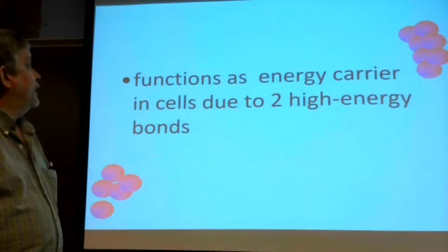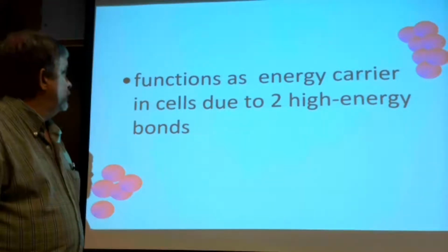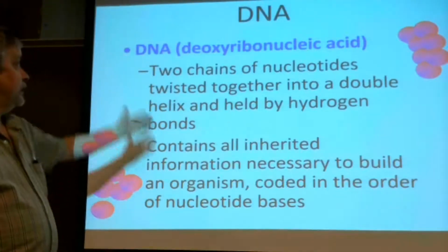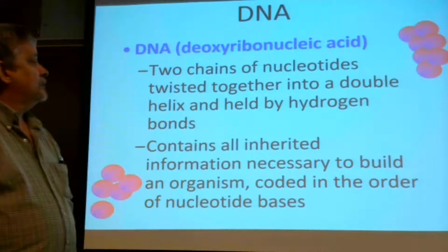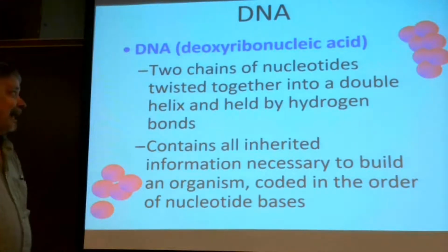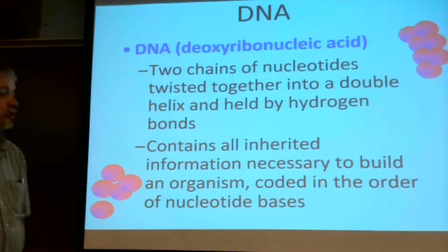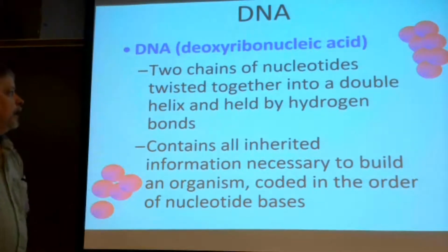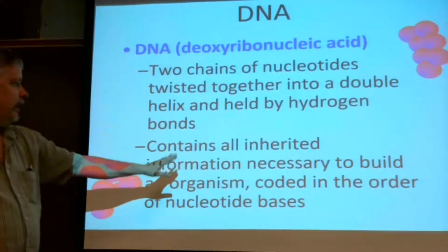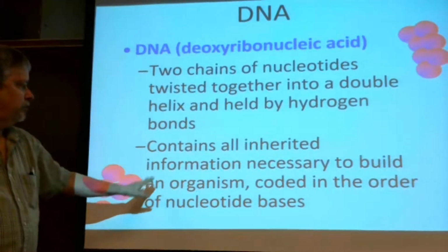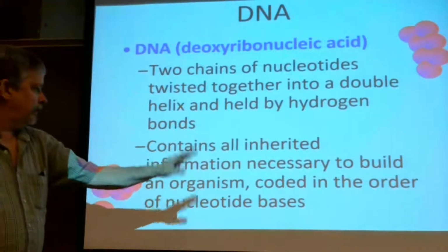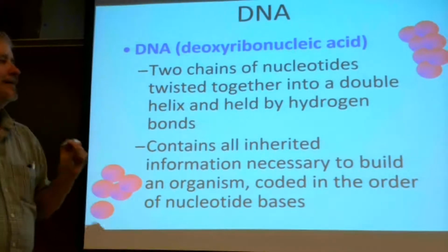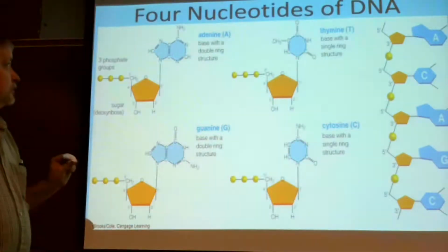And another important one, we already talked about ATP, that is our energy unit. Remember that? It functions as our energy carrier due to the 2 high energy bonds. And here is our DNA, deoxyribonucleic acid. It is 2 chains linked together and then coiled. It's a double helix. It contains all the inherited information necessary to build an organism, coded in the order of nucleotide bases. So it is a blueprint. It is a complex language.